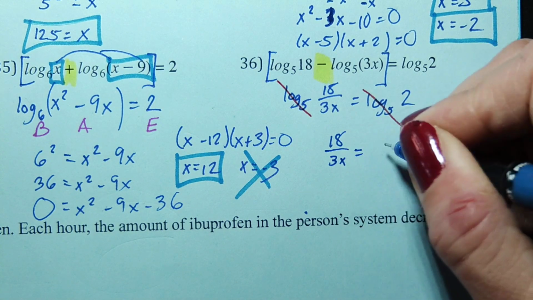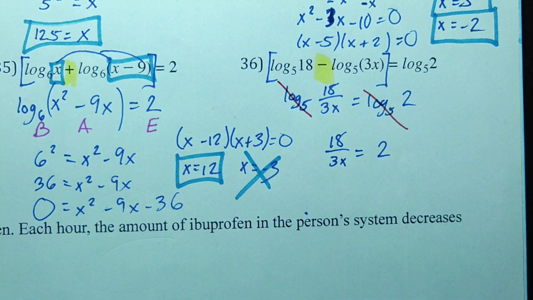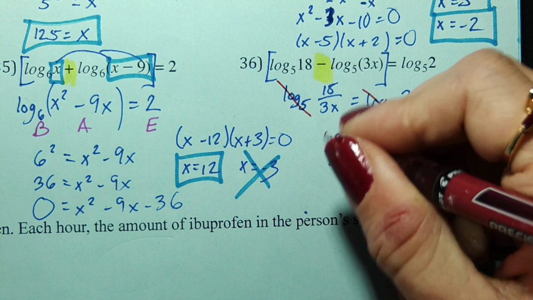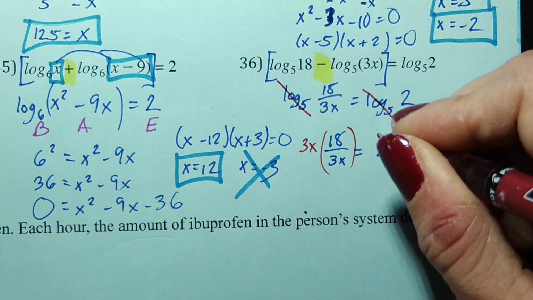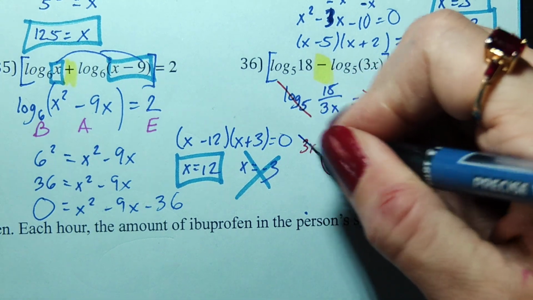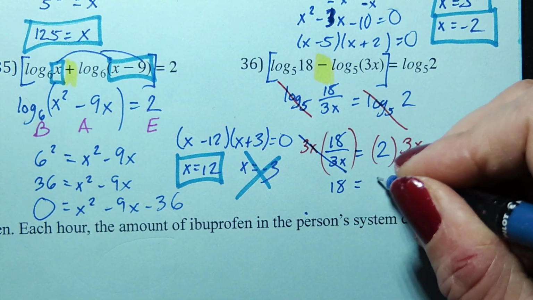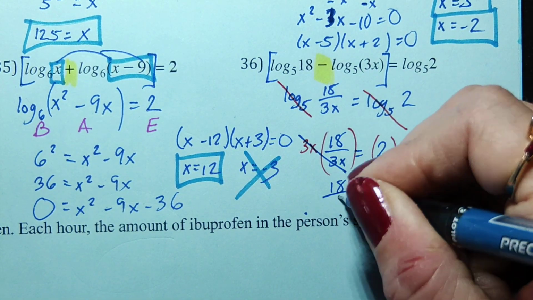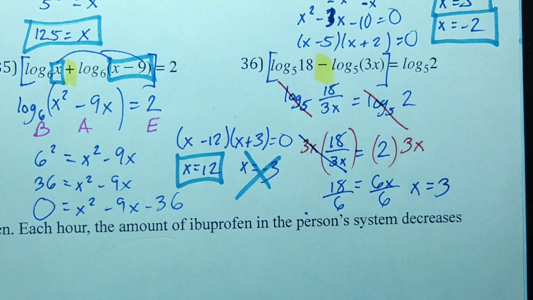Make me proud, ladies and gentlemen. What are you going to do next? Times it by 3x. We hate fractions. Get rid of it. Multiply through by that LCD, which is the only fraction, so just multiply by 3x on both sides. Goodbye. 18 equals 6x. Divide by 6, and x equals 3.